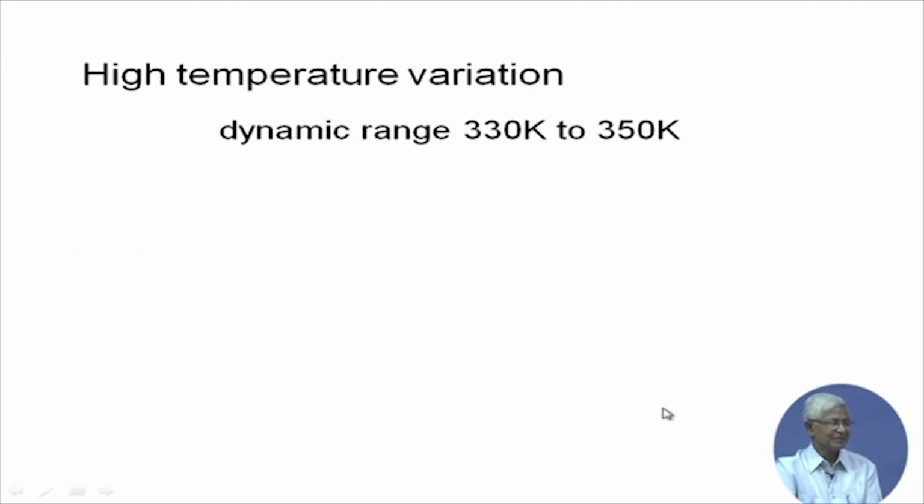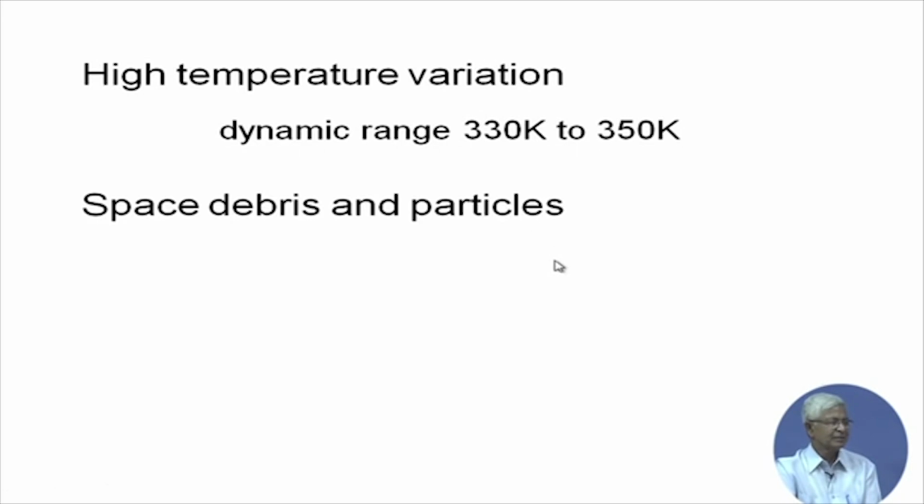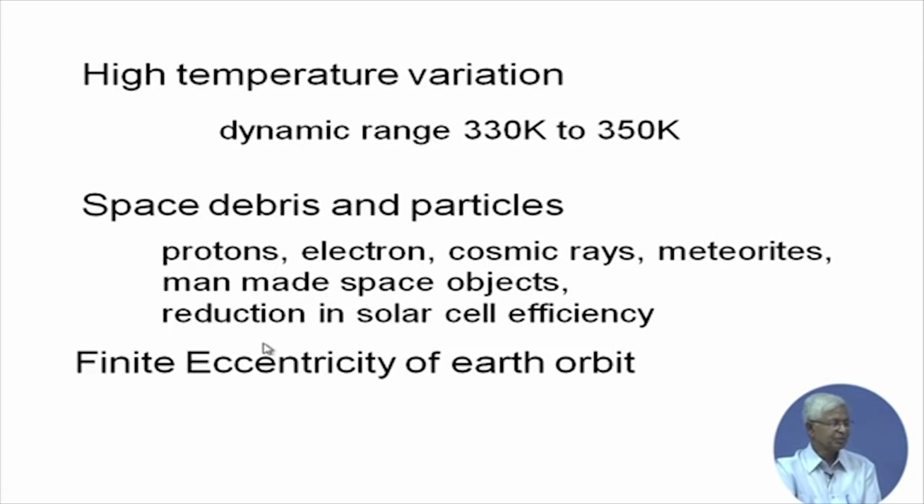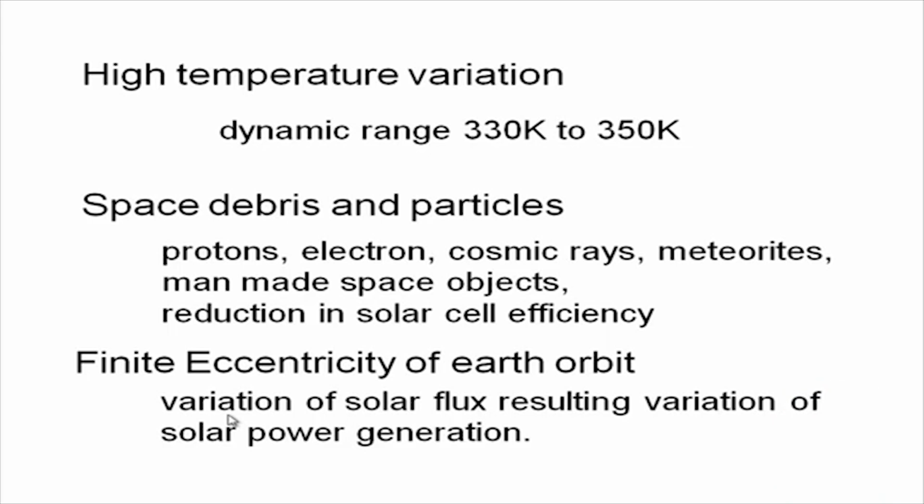So, the local environmental pressure is increased. There is a high temperature variation we have seen in thermal design; that dynamic range is quite large. Space debris and particles might be occurring on the satellite body: proton, electron, cosmic rays, meteorites, man-made objects. Reduction in solar cell efficiency is possible. Due to the finite eccentricity of the Earth orbit, there is a variation of solar flux, resulting in variation of solar power generation; these we have seen already.